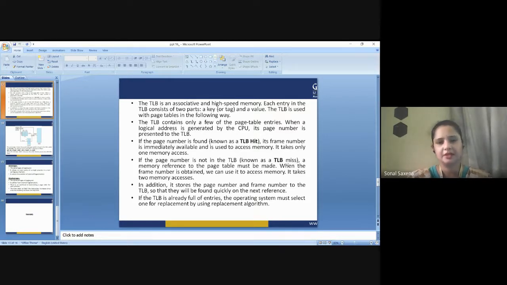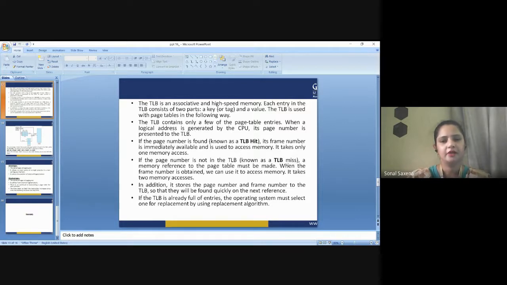Each entry in the TLB will always consist of two parts. One is the key or the tag, and one is the value part. Like if you have a locker, whenever you open that locker, whatever things are inside your locker, that is the value. So here it consists of a key and a value. Now, the TLB is used with page tables in this way. The TLB contains only a few of the page table entries. It will not contain all the page table entries.